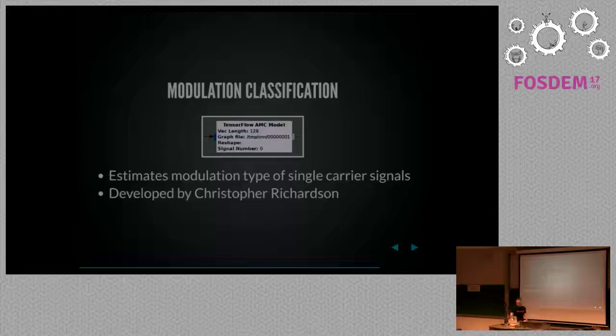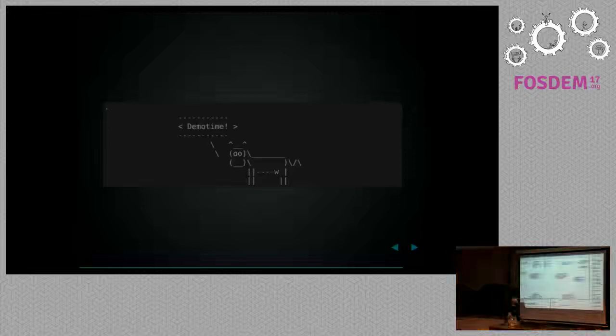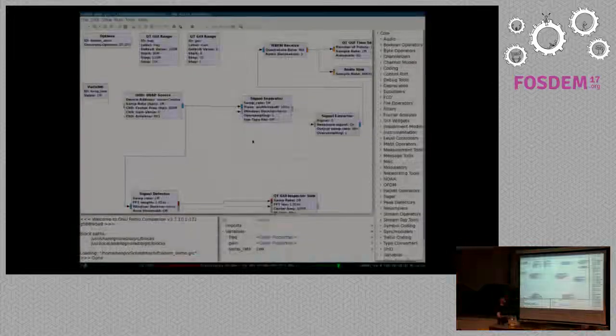So, and now the cow says demo time. So what I want to do now is show you a typical gr-inspector flow graph where we try to listen to a local radio station. So I have my USRP right here.